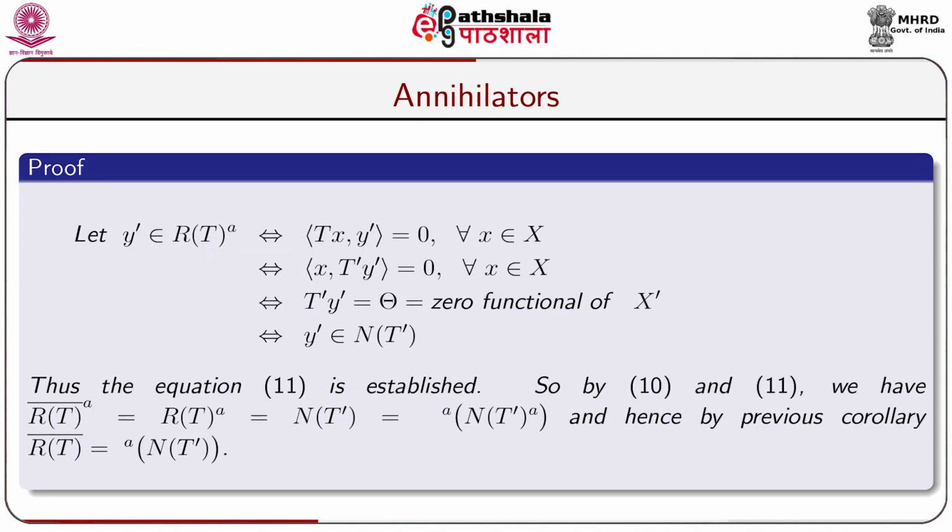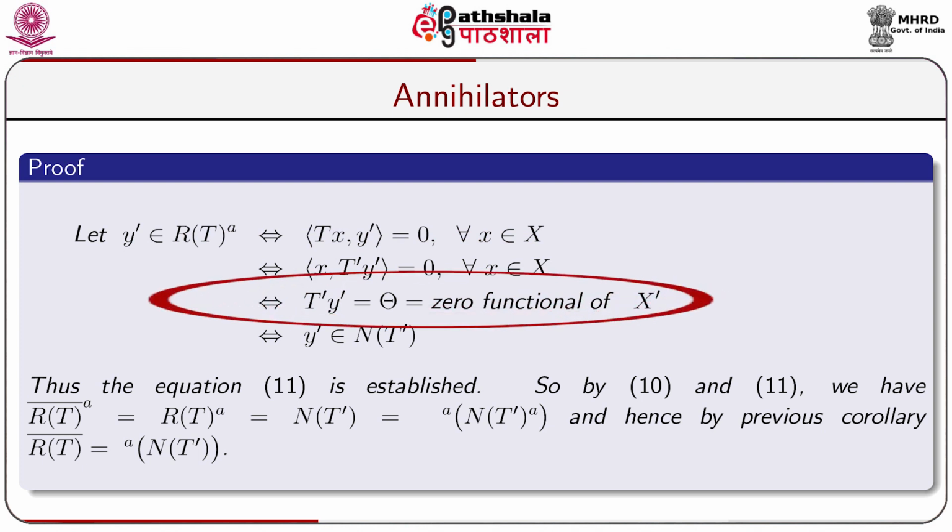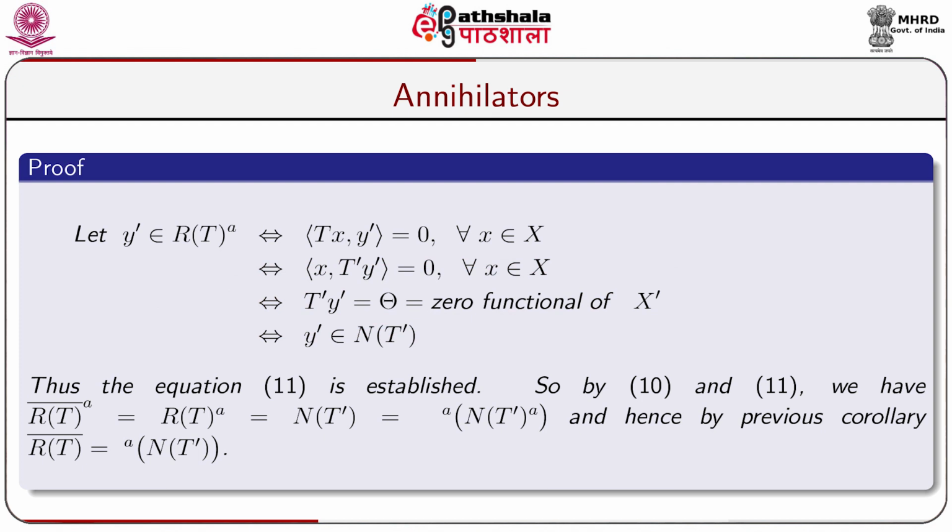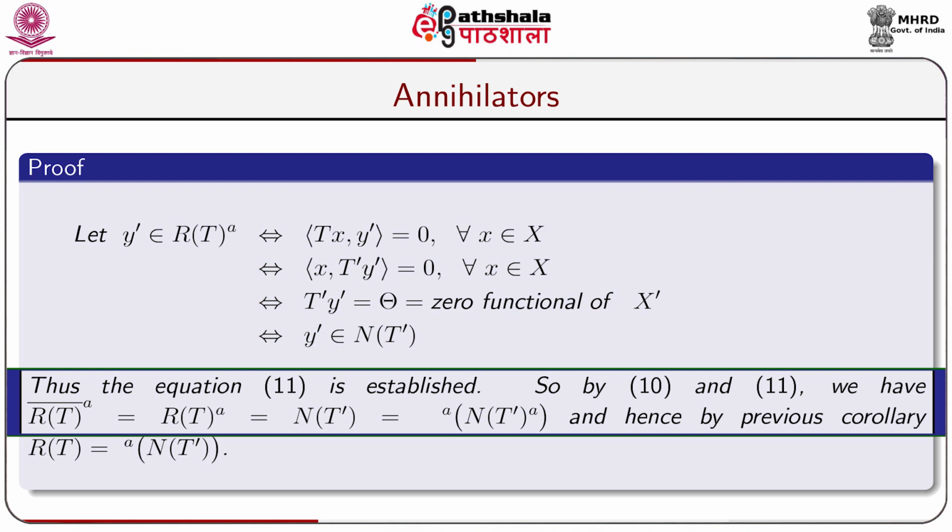Now, y dash belongs to R(T)^A if and only if <Tx, y dash> is equal to 0 for all x belonging to X, if and only if <x, T dash y dash> is equal to 0 for all x belonging to X, if and only if T dash y dash is equal to the 0 functional of X dash, if and only if y dash belongs to N(T dash). Thus, equation 11 is established.